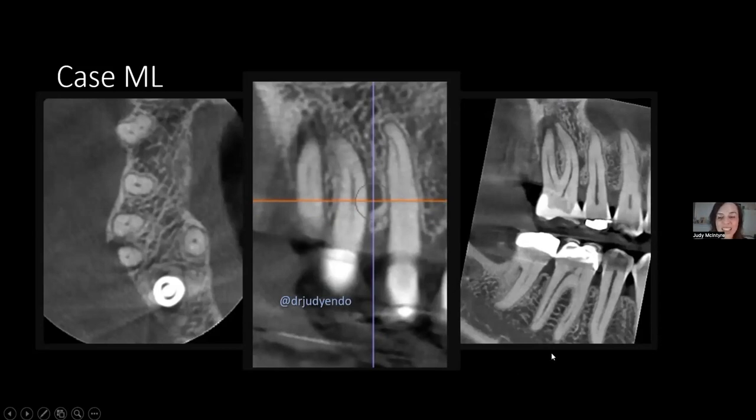And if we look at this CBCT image even more closely on the bottom, she has another lateral canal right here. But again, this is a vital tooth, so no lucency.